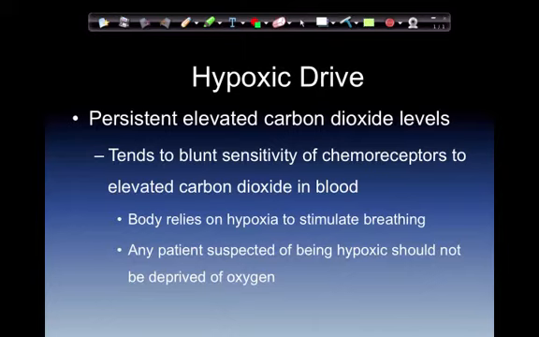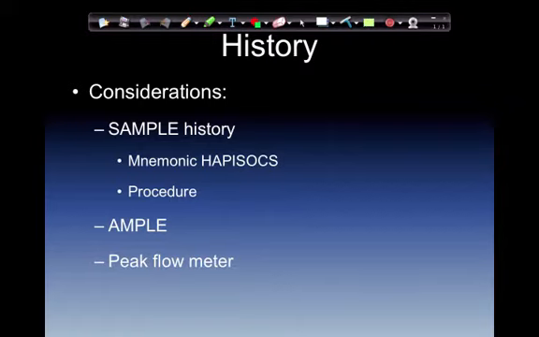History considerations: we should do a SAMPLE history on every one of these individuals. We should see some diseases in their past. Signs and symptoms, allergies, medication, pertinent past medical history, last oral intake, and events leading to the emergency. There's a mnemonic for respiratory stuff called Happy Socks.